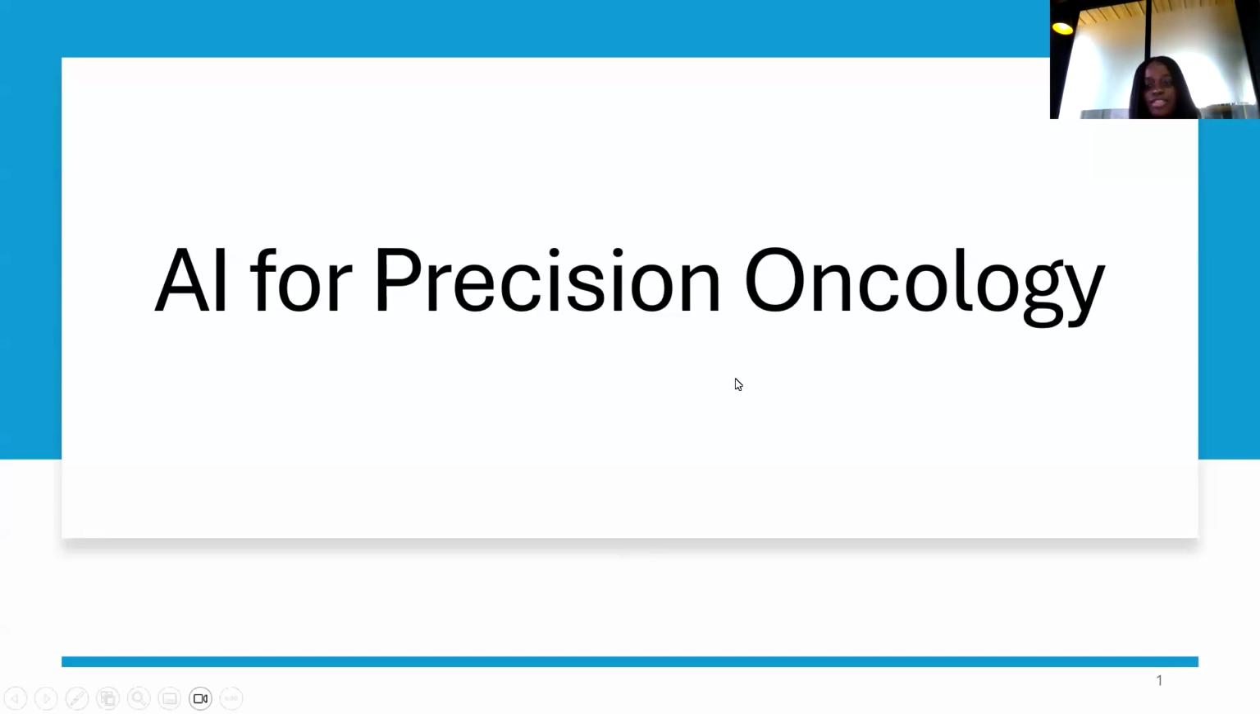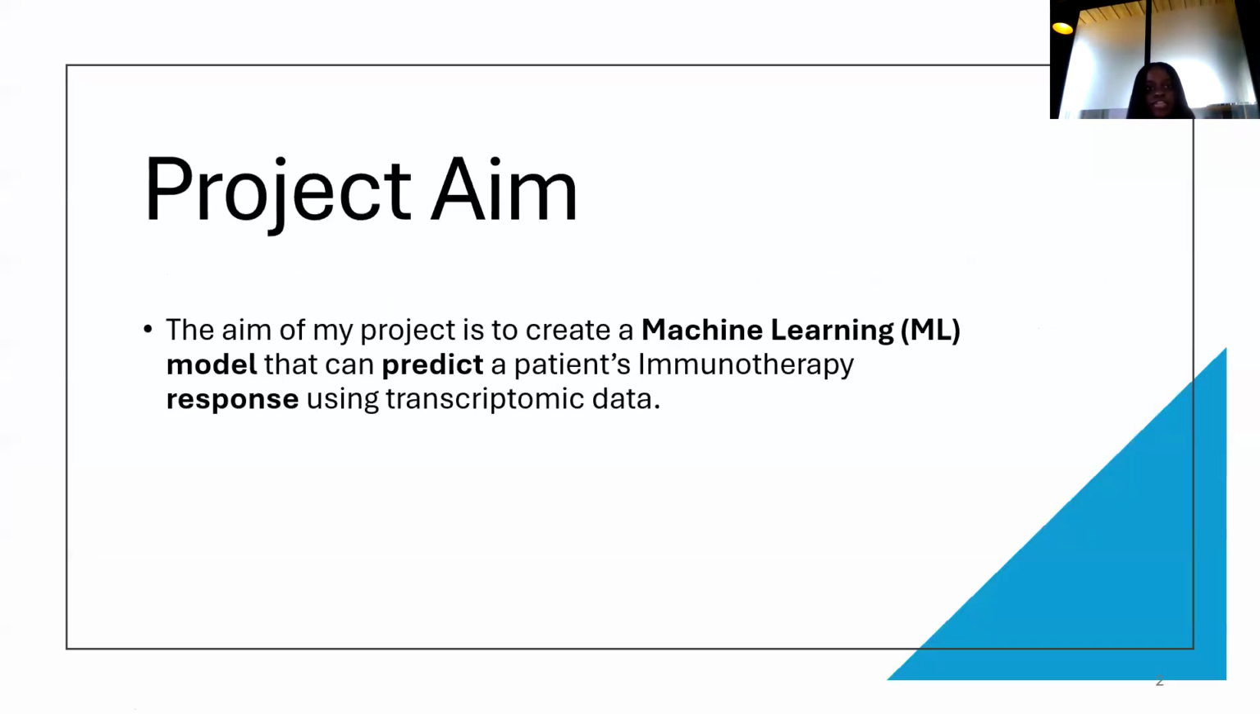So I'll just start off with the presentation. It's about AI for precision oncology. I just wanted to start off with the project aim, which is to create a machine learning model that can predict a patient's immunotherapy response using transcriptomic data. That's basically a sentence that encompasses everything that's happening, but I'll break down each part as we go along.